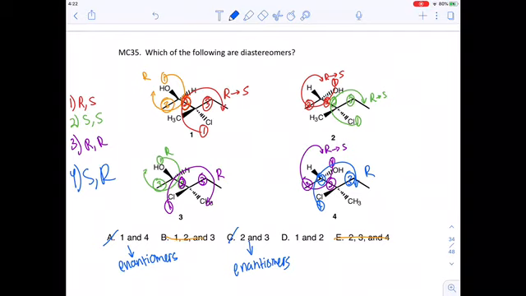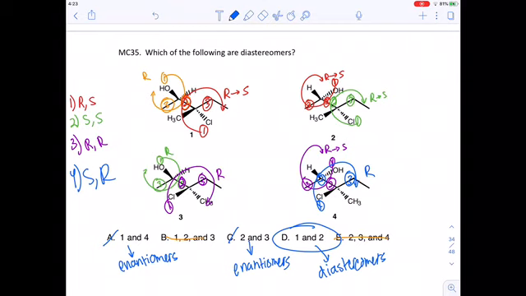Oh, I was looking at the wrong thing. Okay, D, 1 and 2, you have RS and then SS. So the first stereocenter switched from R to S, but the second stereocenter is still an S. So D is the correct answer because you have RS and SS. One stereocenter the same, one stereocenter has changed. That is the definition of a pair of diastereomers.